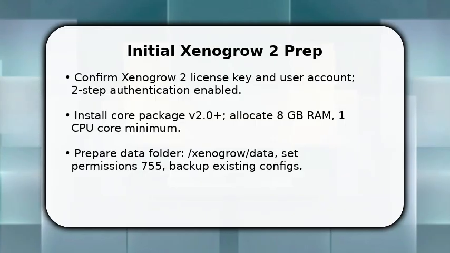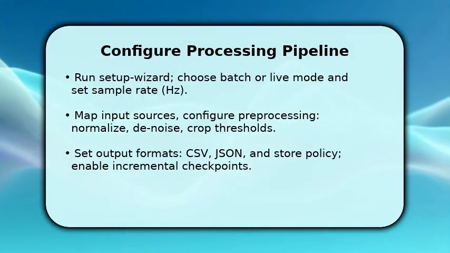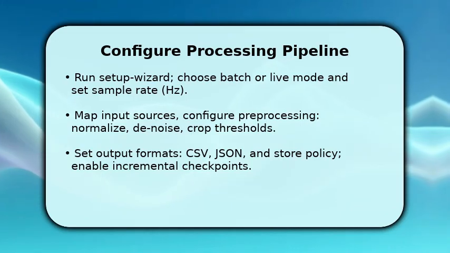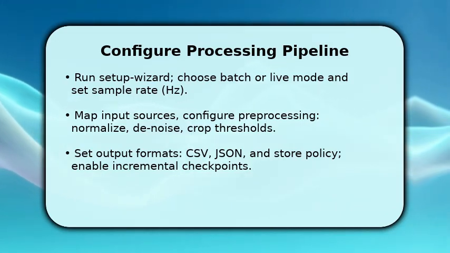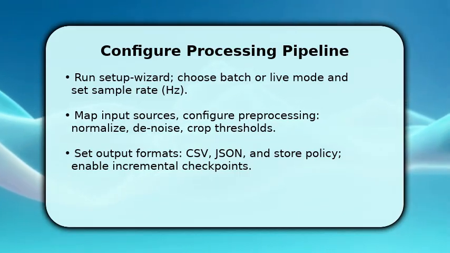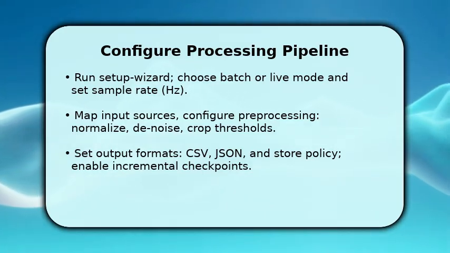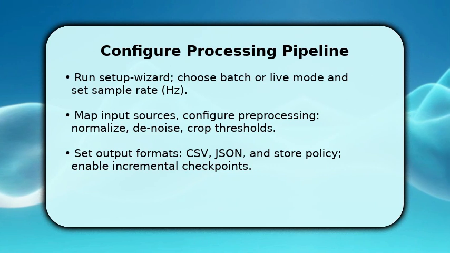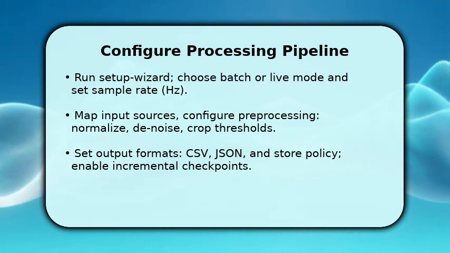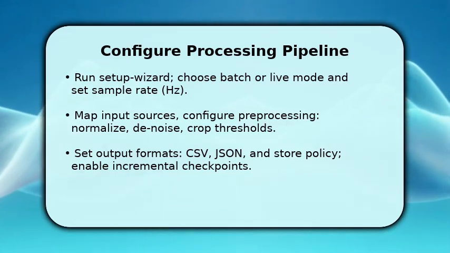You now configure the processing pipeline using the setup wizard to select batch versus live mode and define your sample rate in Hz so timing matches incoming data. Then map input sources and apply preprocessing. Normalize values, apply denoise filters, and set crop thresholds to remove outliers. That improves model stability. Afterward, choose output formats like CSV and JSON and establish a storage policy with incremental checkpoints. This preserves progress and lets you resume without reprocessing large datasets.